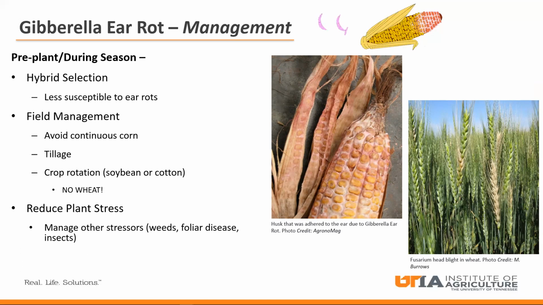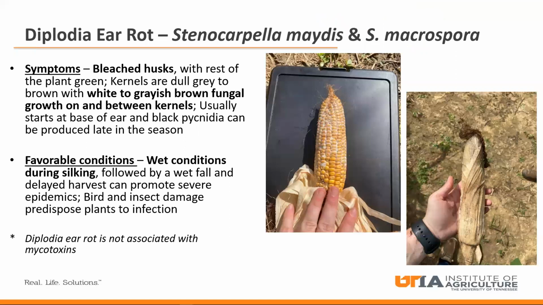And lastly, reducing plant stress, as with all the other ones, as we've mentioned. The healthier and stronger the plant is, the better it's able to fight off ear rots, as well as just not allow them to colonize the ear. The last major ear rot that we're going to talk about is Diplodia ear rot.